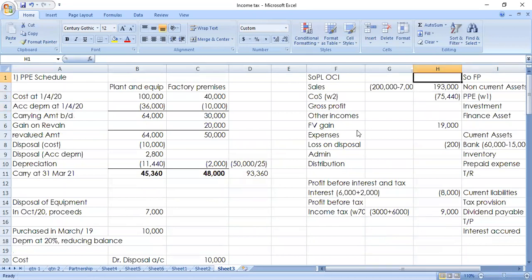Then you go on. Now we're saying for gross profit, you add the sales minus cost of sales. Get that. Okay. Then under it you add other incomes to get gross income.